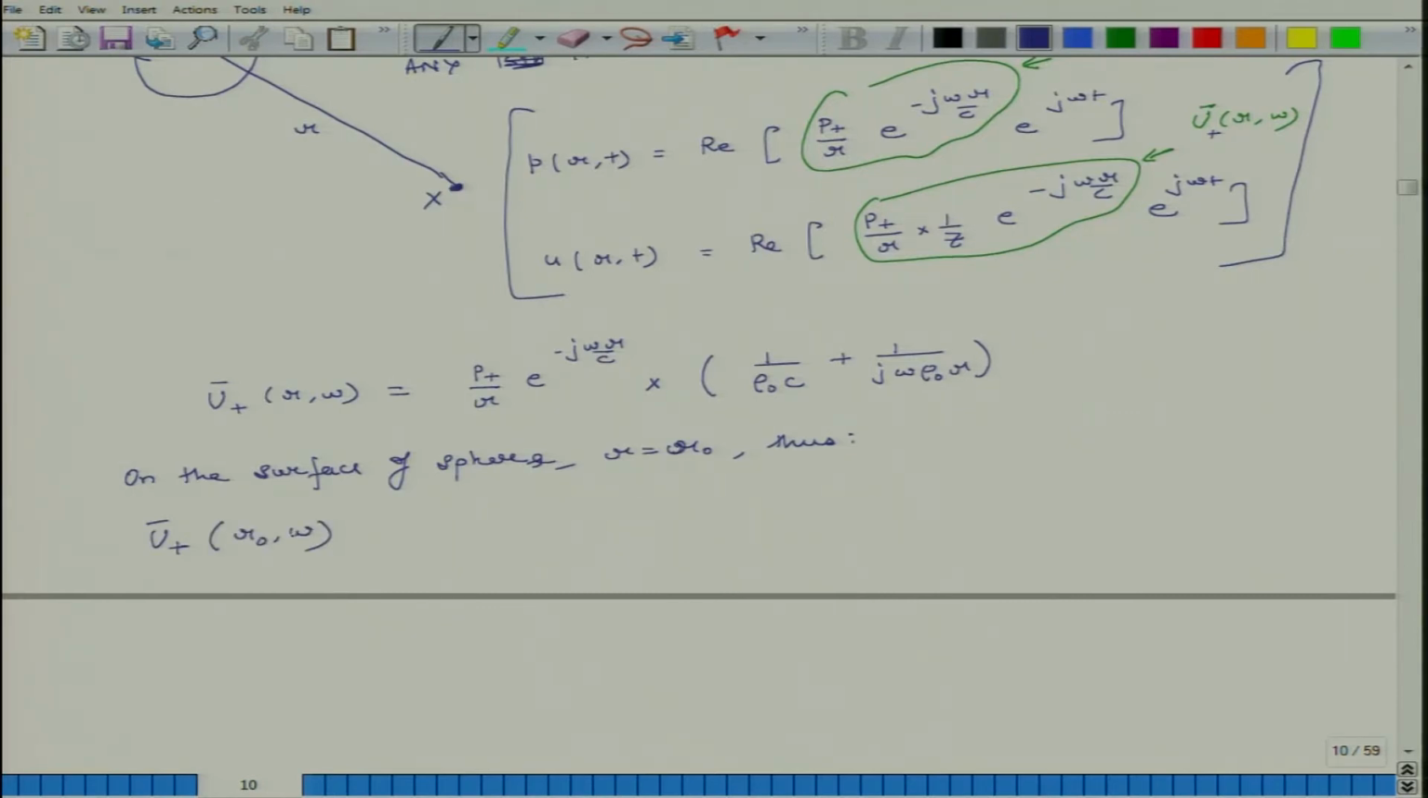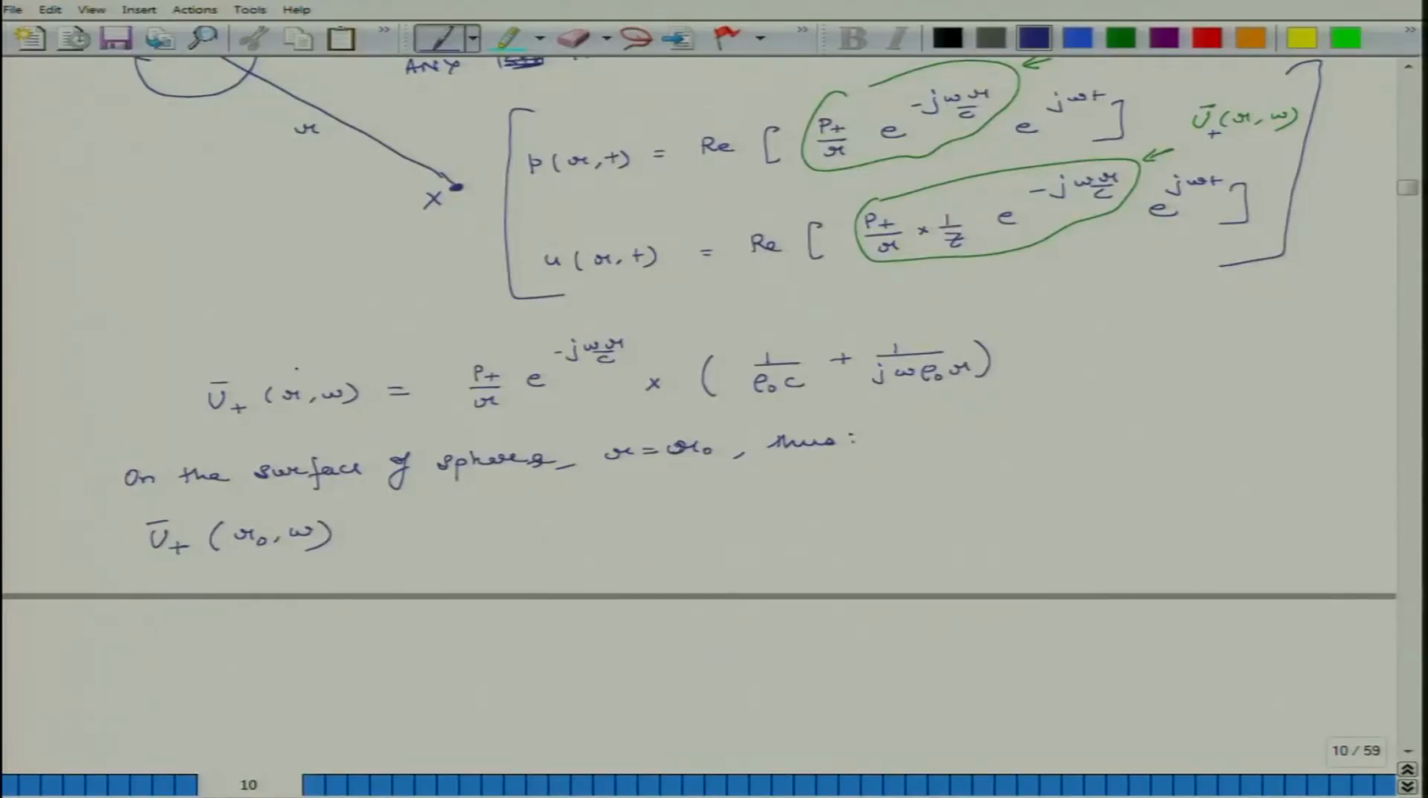So, what am I doing? I am essentially computing the velocity, the complex velocity amplitude on the surface of the sphere. U plus bar is what? It is the amplitude of the velocity at location r, and I am computing it on the surface of the sphere. So, this is equal to P plus divided by r naught e to the minus j omega r naught divided by c times 1 over rho naught c plus 1 over j omega rho naught r naught.